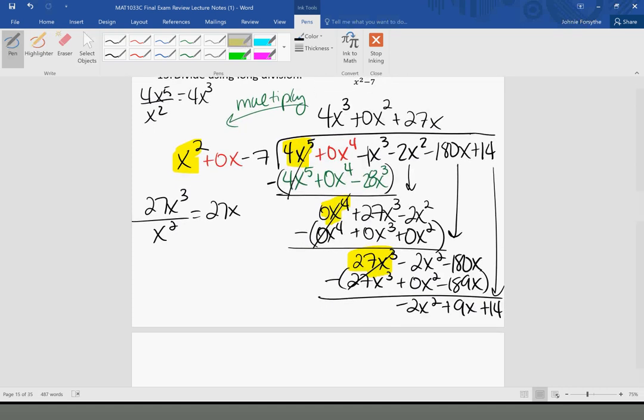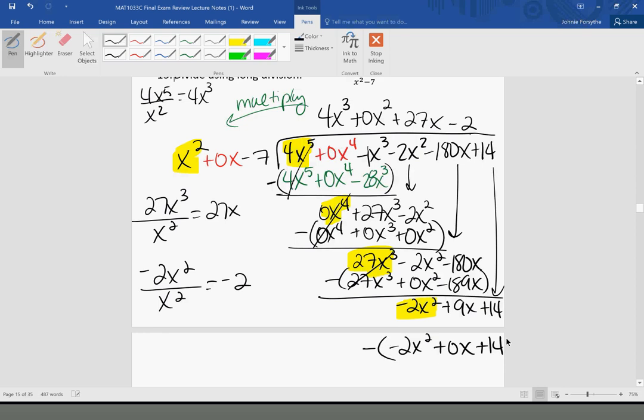And then we're going to go again. Take the leading terms and divide them. So negative 2x squared divided by x squared is just negative 2. So I'm going to have negative 2, and then I'm going to multiply. Negative 2 times x squared is negative 2x squared. Negative 2 times 0x is going to be 0x. And then negative 2 times negative 7 is positive 14.